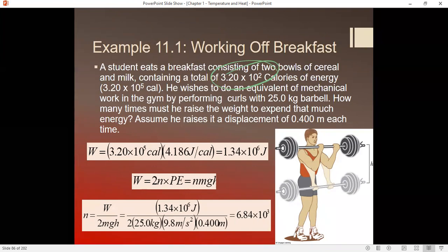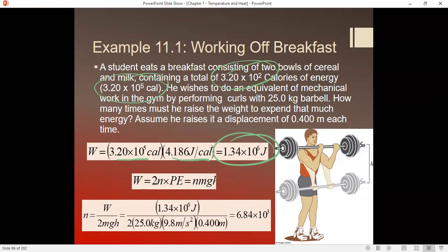Food calories. That's 3.2 times 10 to the 5th small c calories. He wishes to do an equivalent amount of work by curling a 25 kilogram barbell. How many times must he raise the weight to expend that much energy? Okay, so work is going to equal this times this. So you want 1.34 million joules of work to be done.